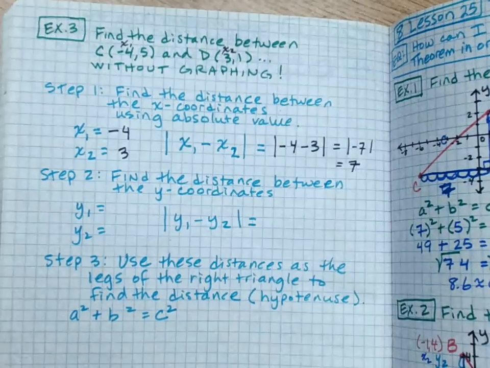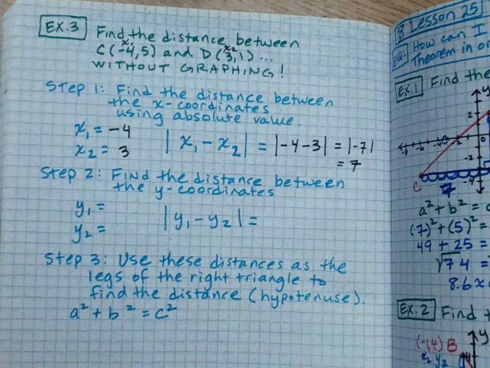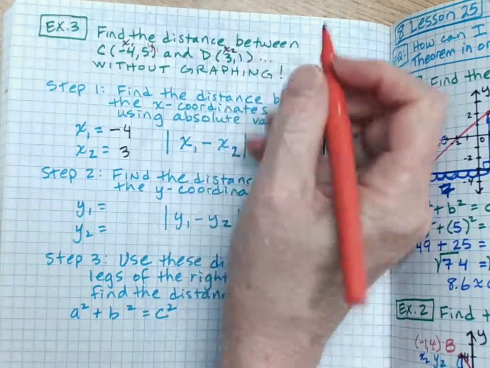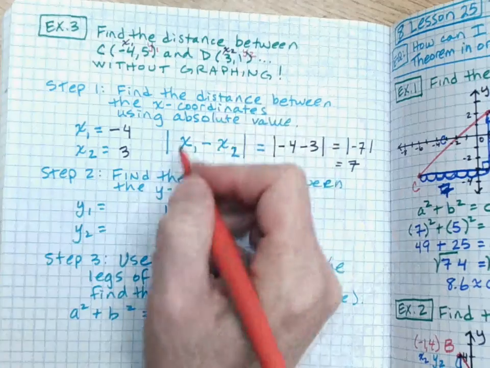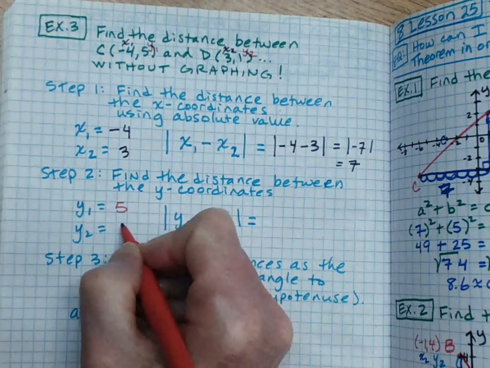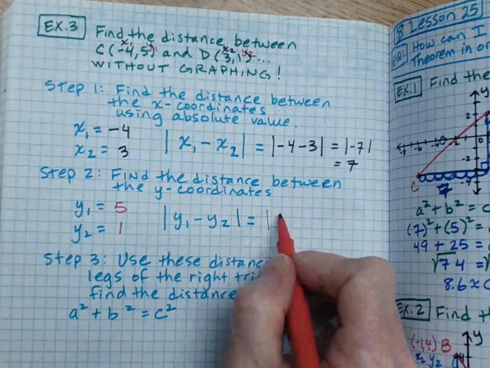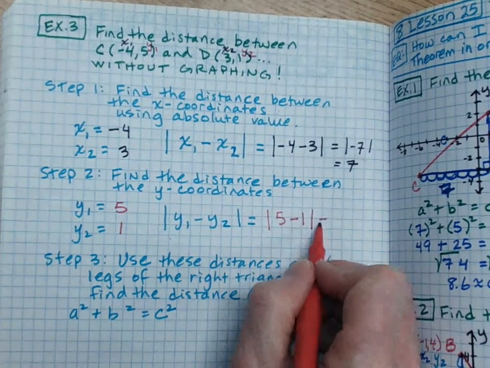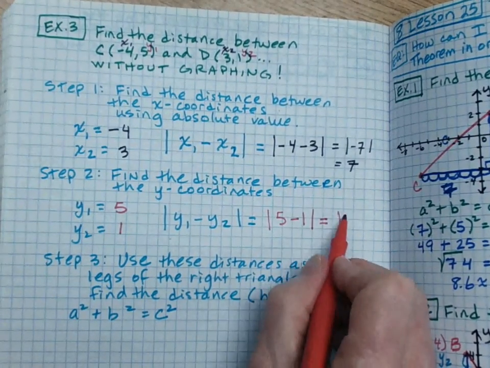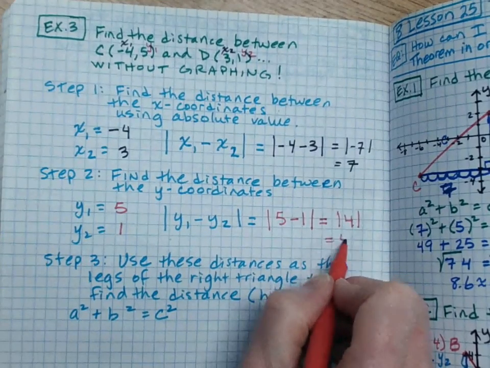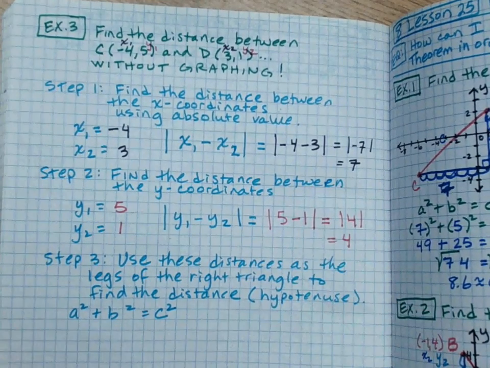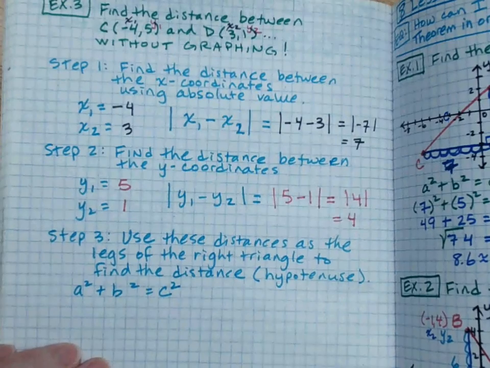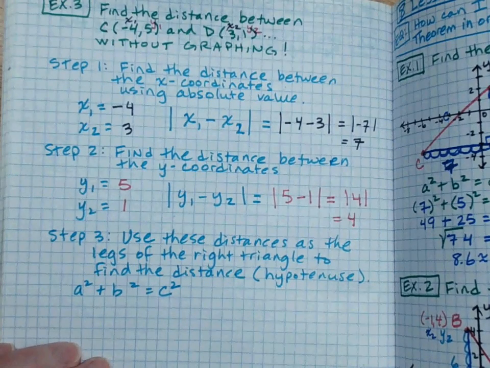My y values, we'll use red, 5 and 1. The distance between 5 and 1, remember the distance is always going to be a difference. It's the absolute value of 4, or 4 units. And then I would just use the Pythagorean Theorem. So this is a way you can do it without actually graphing, by just finding the difference between the 2 points.